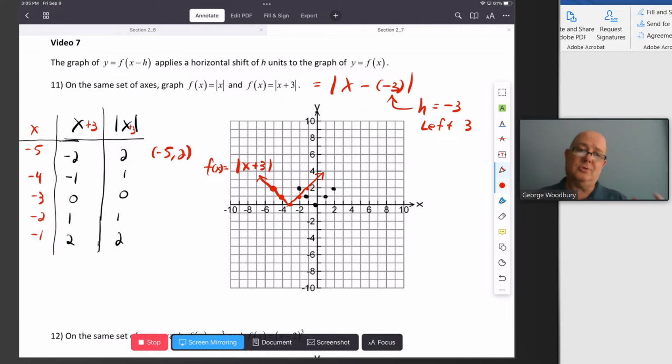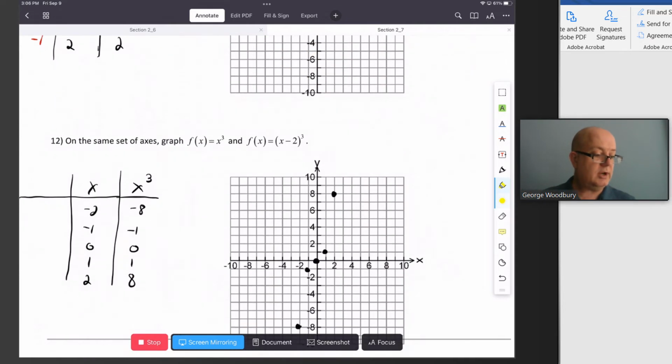I think one other thing, and we'll talk about this in the next video, but the most important point on an absolute value graph, and here let me just go back to the original one, is the point where it turns around. And so this horizontal shift of 3 tells me to move that point 3 to the left and then build the function from there. All right, let's try another one.